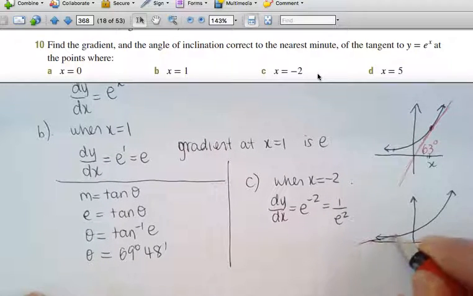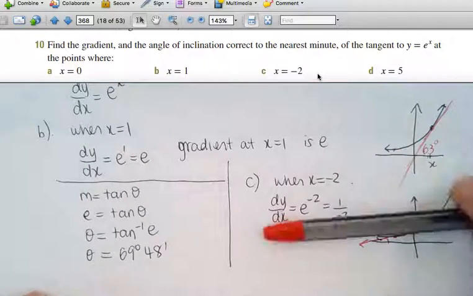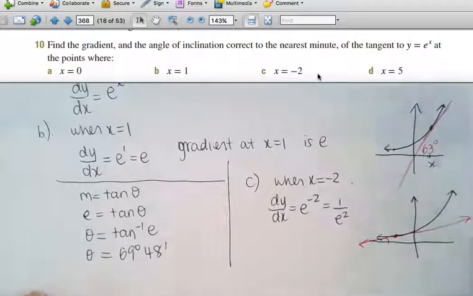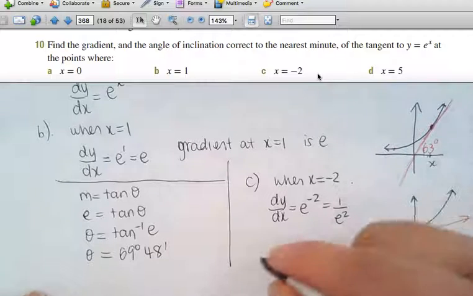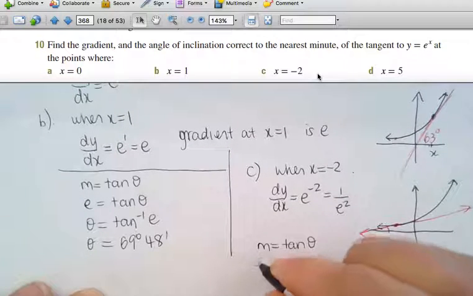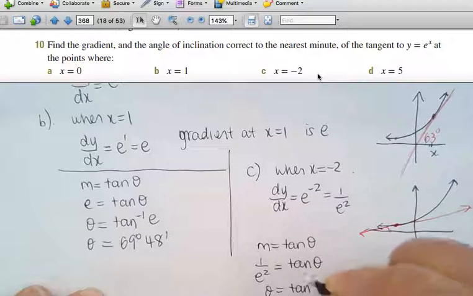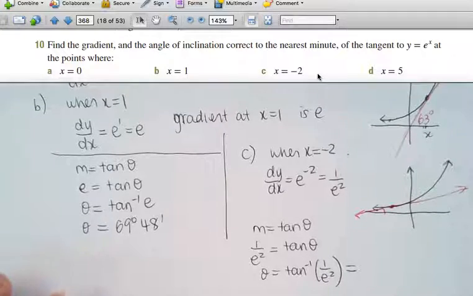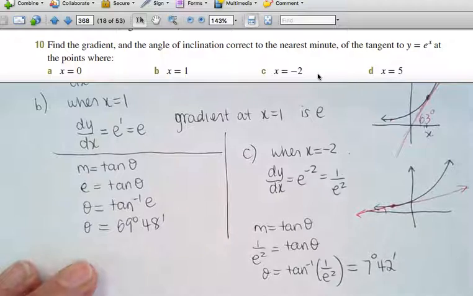Now this is a very flat gradient. The angle's going to be a lot smaller. If I know the gradient, I just make it a tangent. The gradient's 1 on 8 or something. So now m is tan theta for this one. I get that 1 on e squared is tan theta. Theta is tan to the -1 of 1 on e squared, which is 7 degrees, 42 minutes. Do you get the idea?